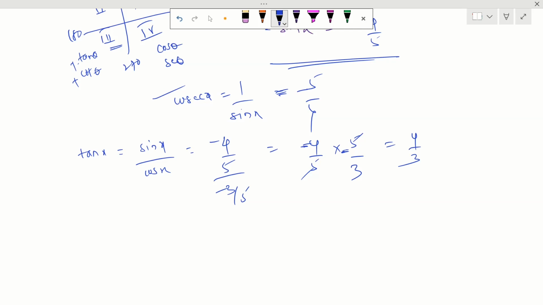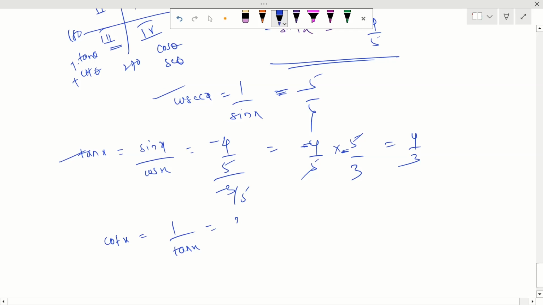Okay, 4 by 3. Now tan x value we know. Now then cot x we can write easily. Cot x is what? 1 by tan x. Then it is 3 by 4. Ulta, right? Ulta of this. So 3 by 4. Okay, now all 5 values we have found.